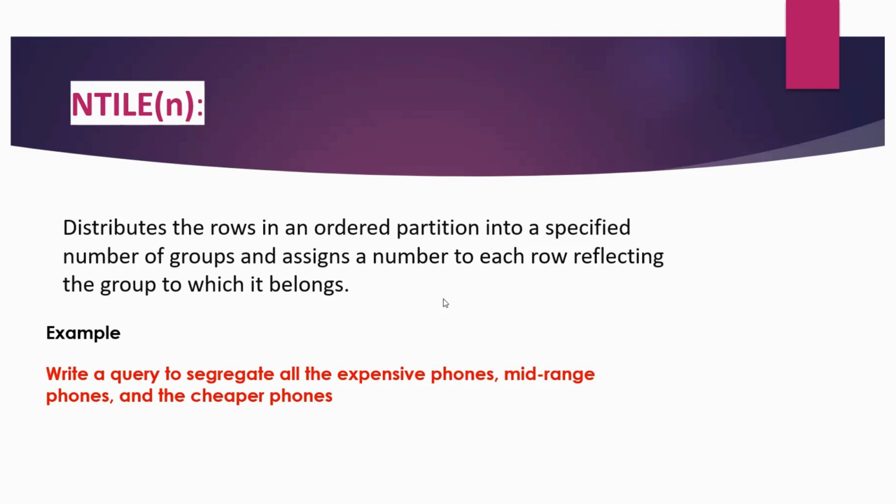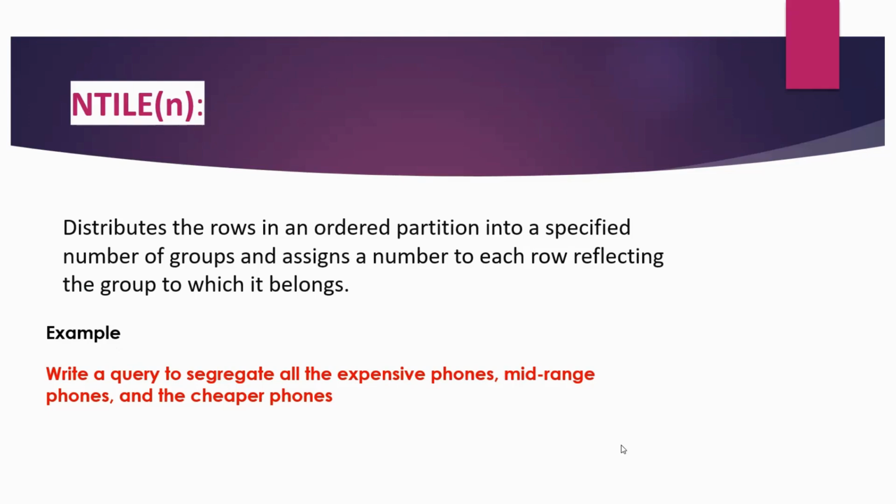If we want more information, then this window function will create an equal number of groups for each category, for each parameter. Here we have three parameters: expensive phones, mid-range phones, and cheaper phones. But if we want more than three parameters, then also we can make them. So let's solve this example so you will have a clear idea what this window function is all about. Let me read again: write a query to segregate all the expensive phones, mid-range phones, and the cheaper phones. We are going to create three categories with the help of the NTILE window function.